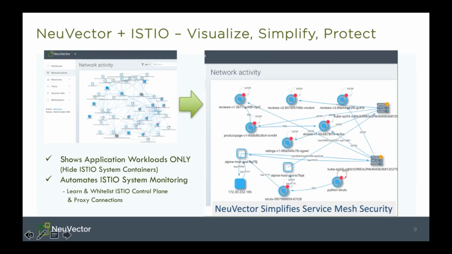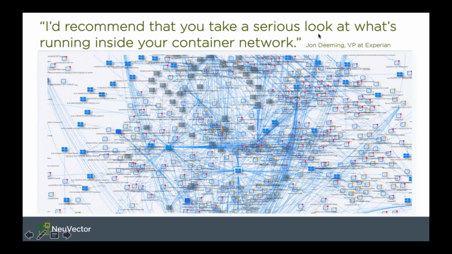Now, one of our customers, John Deeming, who is the VP of PaaS Architecture at Experian, has this advice for you: make sure that you have a serious look at what's running inside your container network. This is in a non-Istio environment. You can see how complicated the traffic is and perhaps how difficult it is to detect security events that are going on.